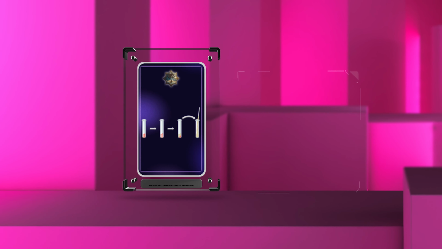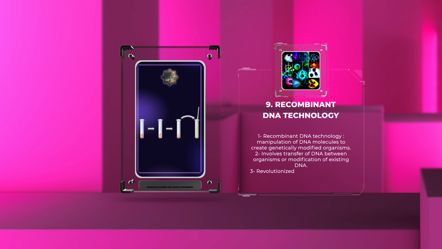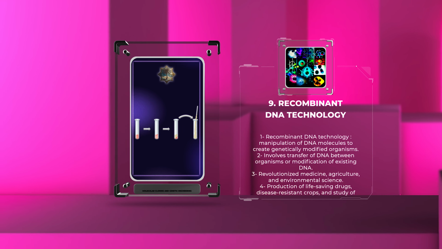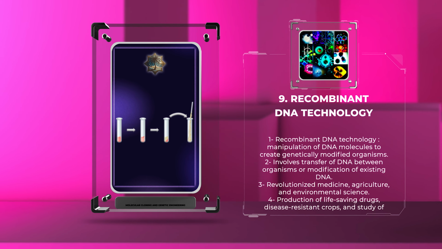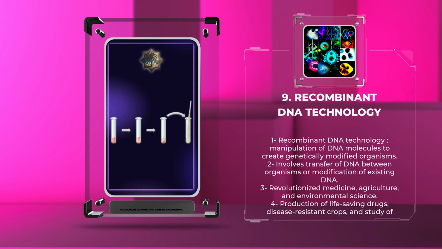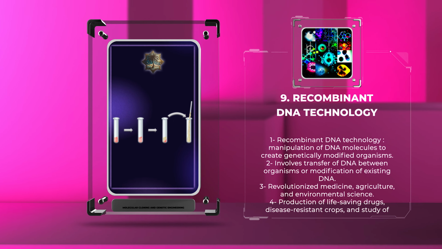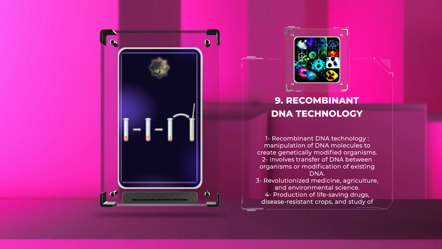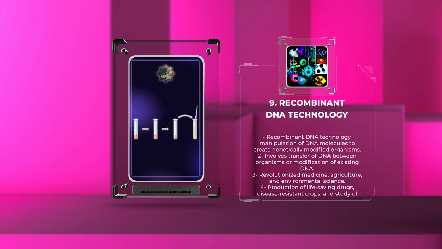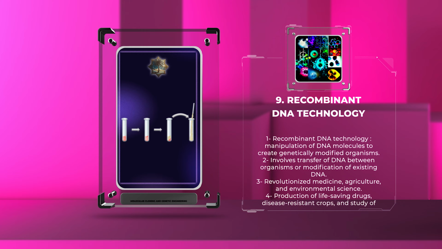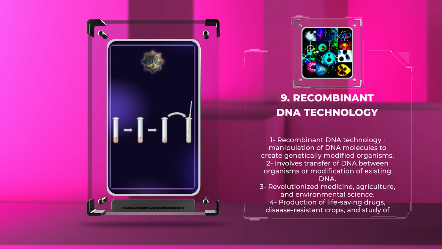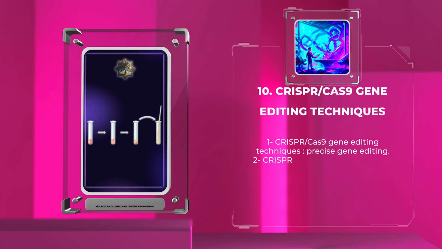Recombinant DNA technology encompasses a wide range of methods and strategies used to manipulate DNA molecules and create genetically modified organisms. It involves the transfer of DNA between different organisms or the modification of existing DNA within an organism. Recombinant DNA technology has revolutionized the fields of medicine, agriculture, and environmental science. It has enabled the production of life-saving drugs, the development of disease-resistant crops, and the study of gene function and regulation.